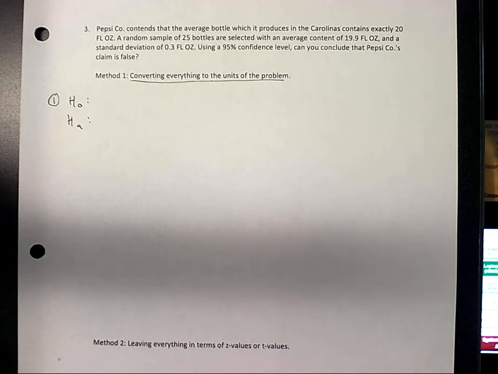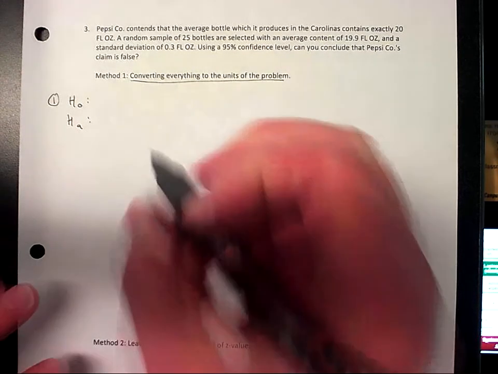We know now that whenever we're trying to write our null or our alternative hypothesis, we always ask ourselves three questions. The first question is, is there a statement which contains equality? Do we have such a statement here? We do, and it says exactly 20 fluid ounces, so what symbol is that? And what does that become, our null or our alternative?